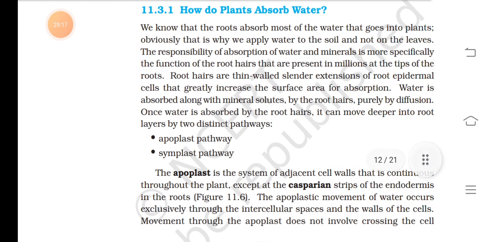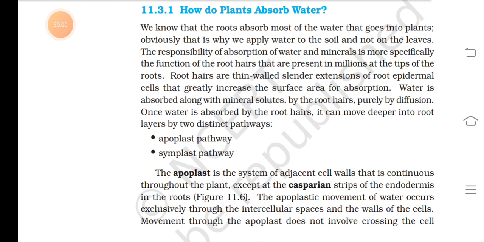11.3.1 How do plants absorb water? We know that the roots absorb most of the water that goes into plant. Obviously, that is why we apply water to the soil and not on the leaves. The responsibility of absorption of water and minerals is more specifically the function of the root hairs that are present in millions at the tips of the root. Root hairs are thin-walled, slender extensions of root epidermal cells that greatly increase the surface area for absorption. Water is absorbed along with mineral solutes by the root hairs purely by diffusion.